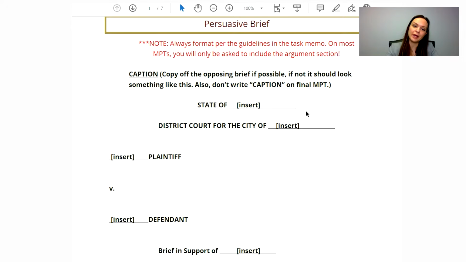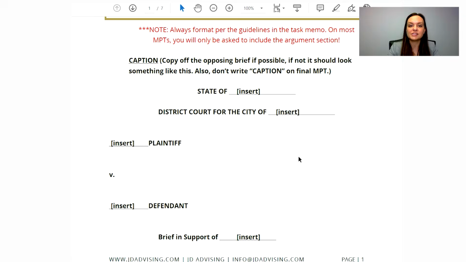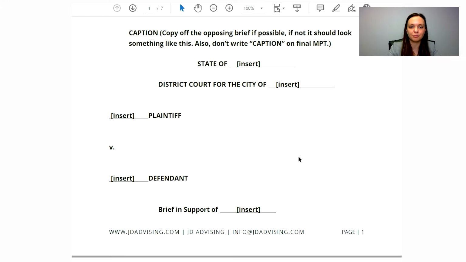The first task that we come to is a persuasive brief. And we have this nice little reminder here that sometimes with persuasive brief MPTs, the examiners give us extra formatting guidance. So remember, the formats that we're discussing here are your defaults. These are what you should use in the event you're not given guidance. If you have an MPT that gives you instructions about how they want to see your MPT formatted, just follow their instructions. Because remember, a large part of this portion of your bar exam is testing your ability to follow instructions.